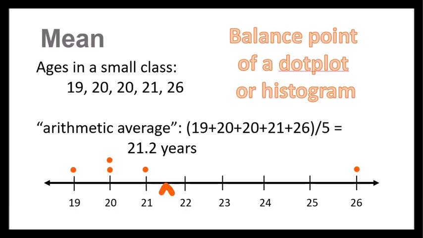You'll notice that in this case, most of the ages are actually below the mean. 4 out of the 5 ages are less than 21.2 years. But because that fifth age, 26, is quite a bit higher than the other ages, the balance point is going to be shifted more towards the 26. And this is typical of a mean.